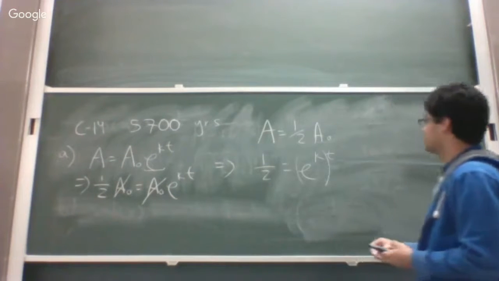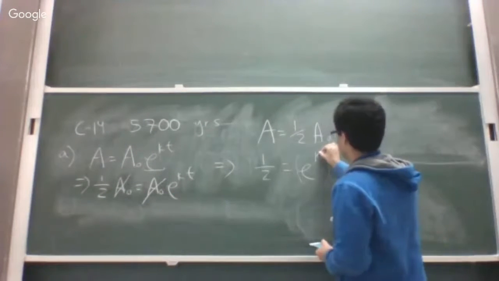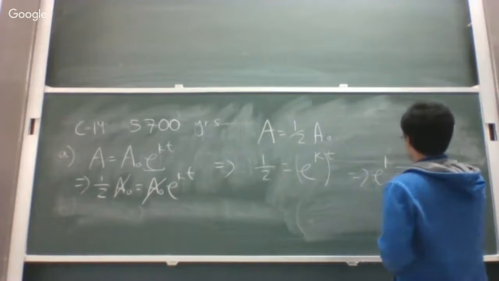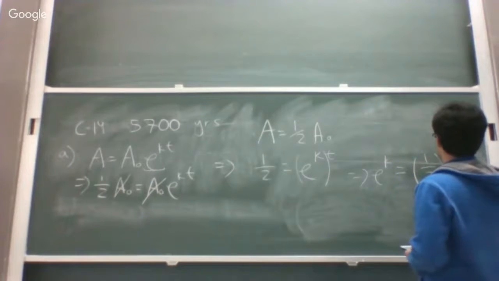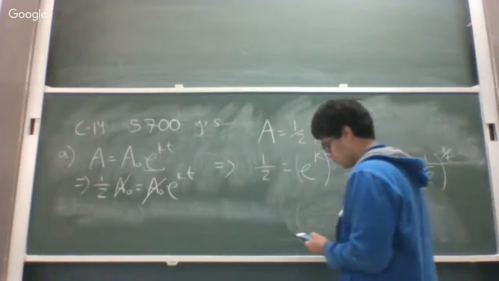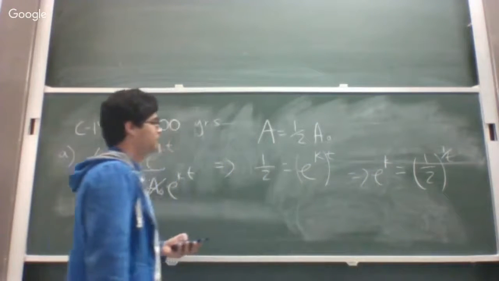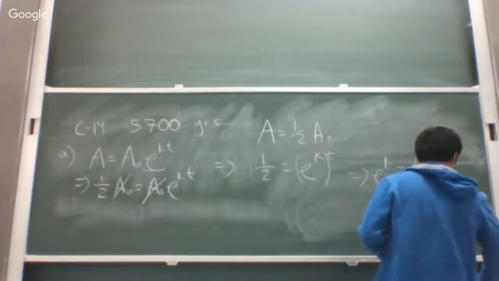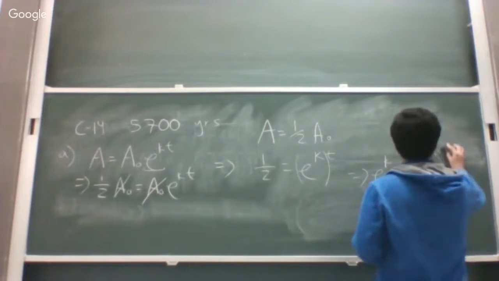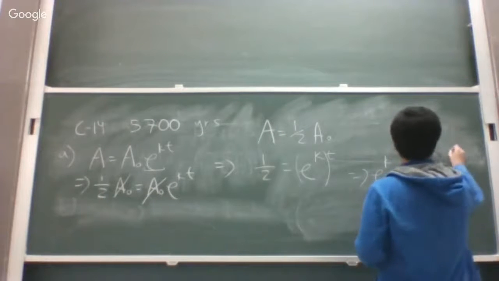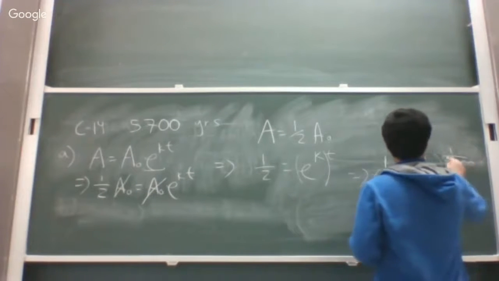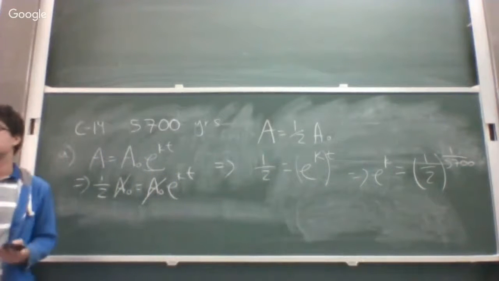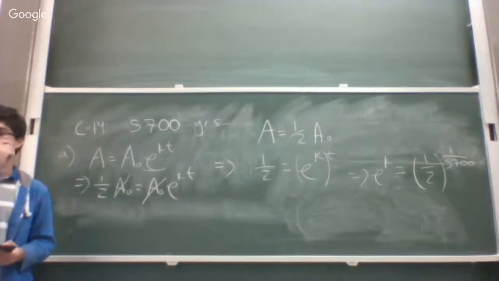We can think of that like this. And using our exponent identities, e to the k is equal to 1/2 to the exponent 1 over t. And they tell us t is 5700, so we substitute that in. Any questions on this part? No?